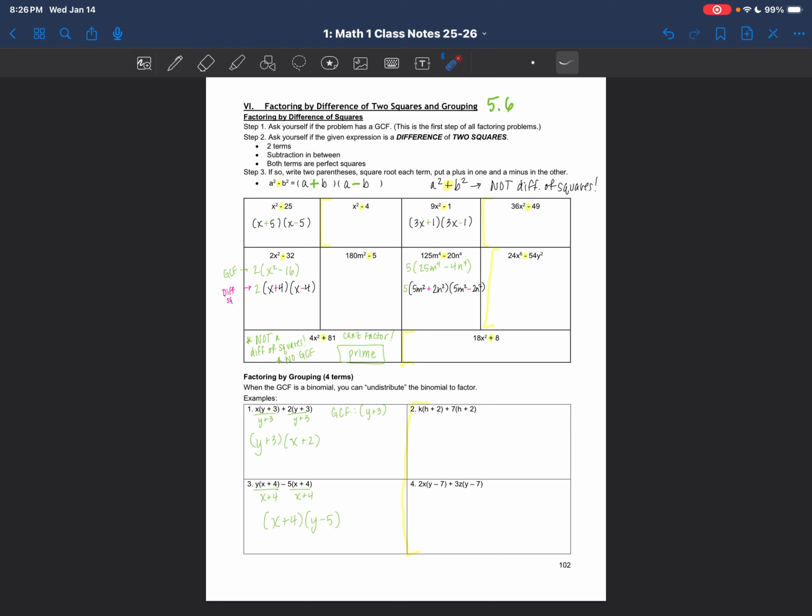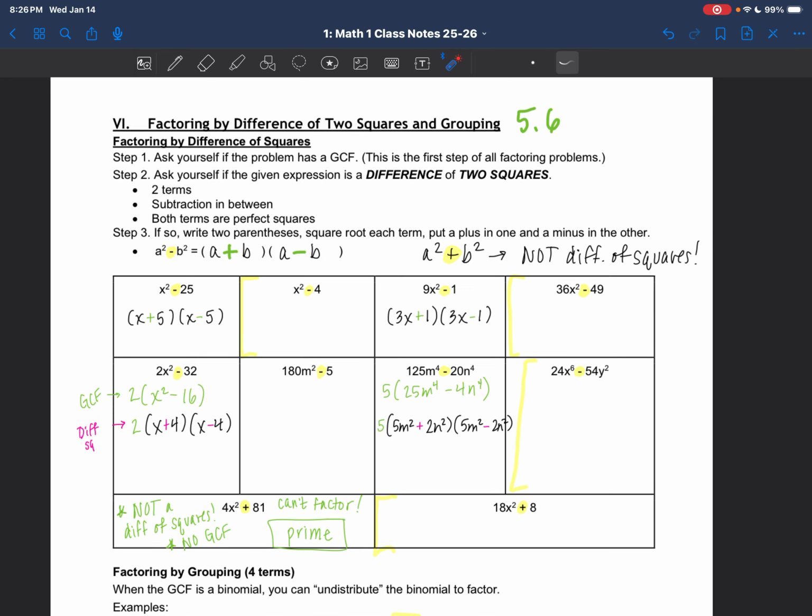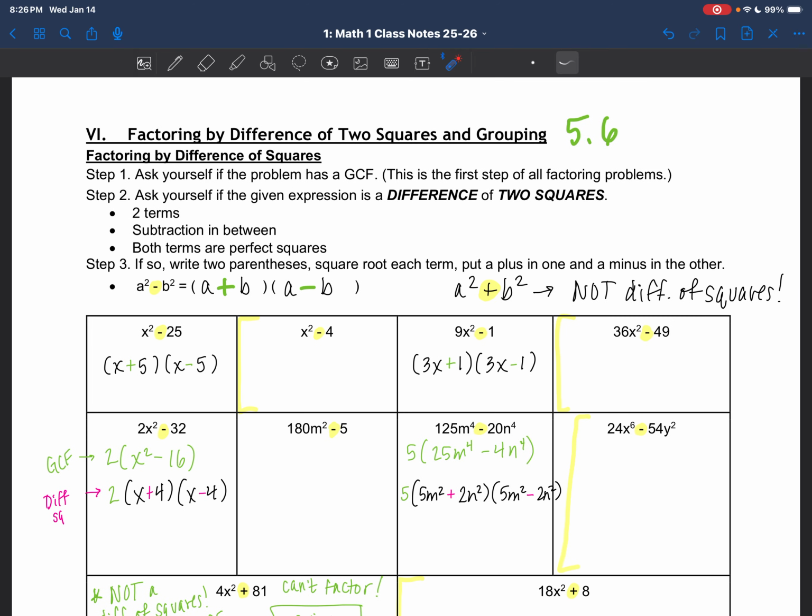All right, today what we're going to talk about is factoring by difference of two squares and also grouping. So first let's talk about factoring by difference of squares. First we always look to see if there's a GCF. That's always the first step whenever you're factoring. And if there is one, factor out the GCF first.